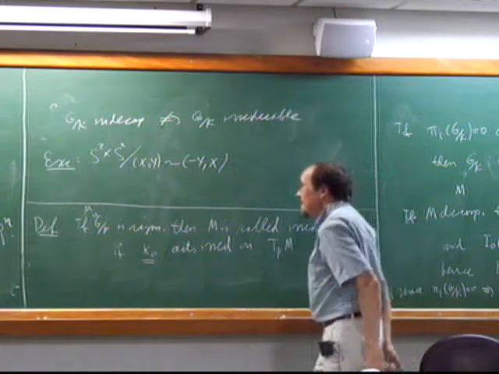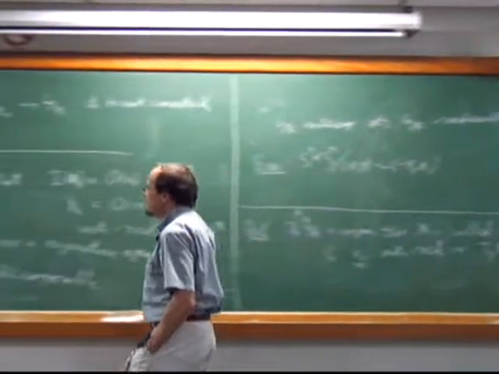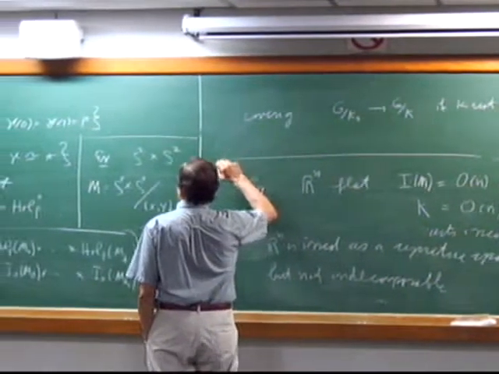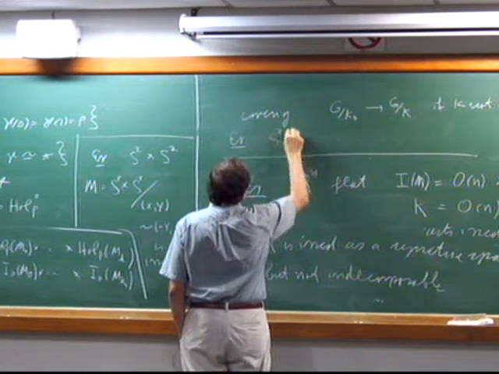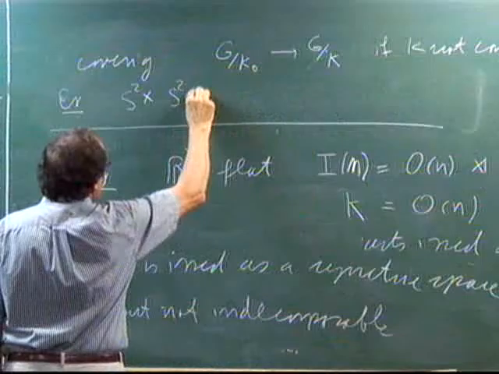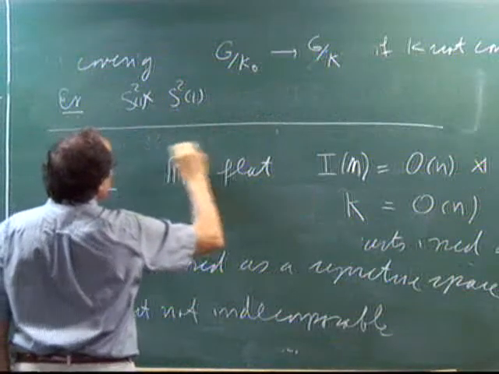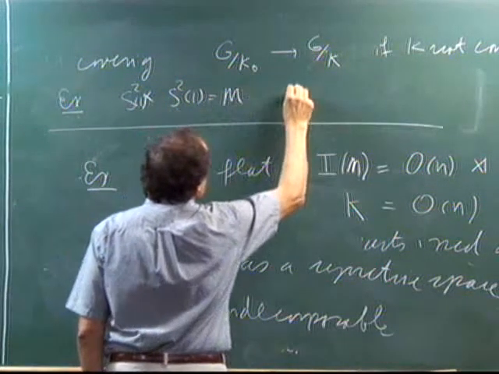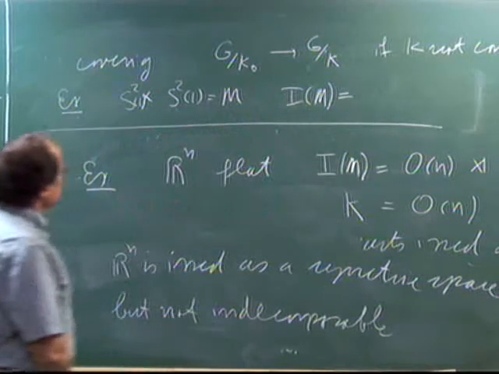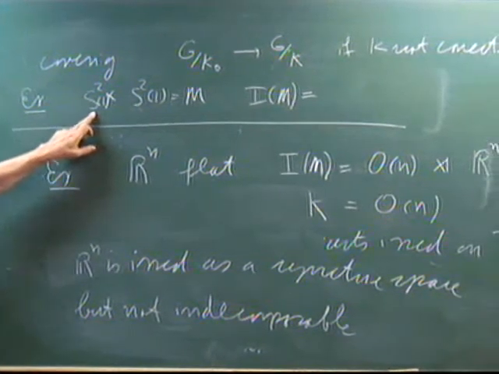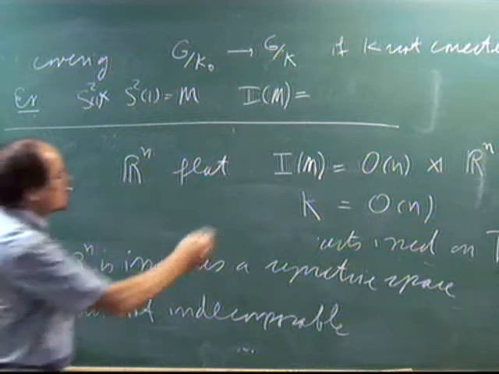So it's again the example S2 cross S2 in the following sense. If I take S2 cross S2, say with the product of the round symmetrics, what's the isometry group of M? Well, certainly the isometry of each factor. Right? So it's O3 cross O3.